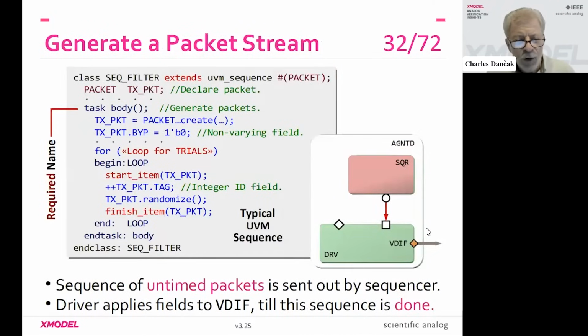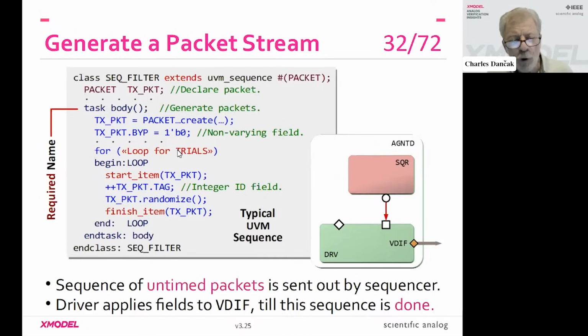All right, now here's more detailed code for our sequence, the basic filter test. We looked at this briefly, but here's a little bit more detail. The sequence contains a body task. It's a required name. We first set any non-varying fields, like here, we deassert the power down bypass bit to make sure the filter's in normal operation. Then we go into a loop.